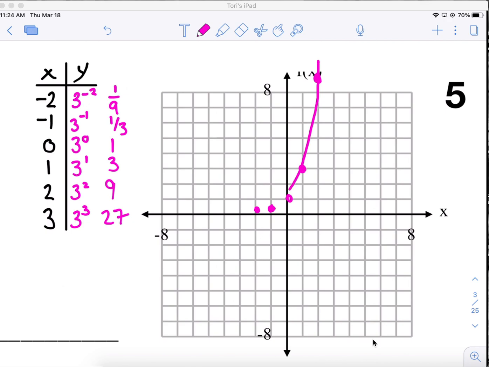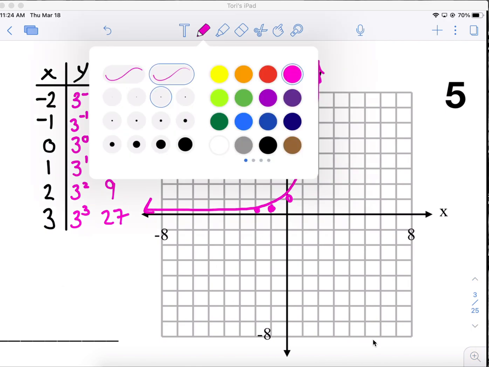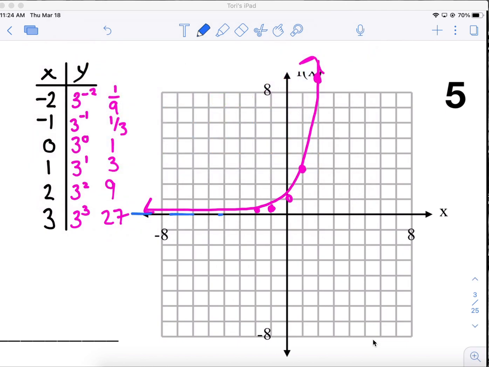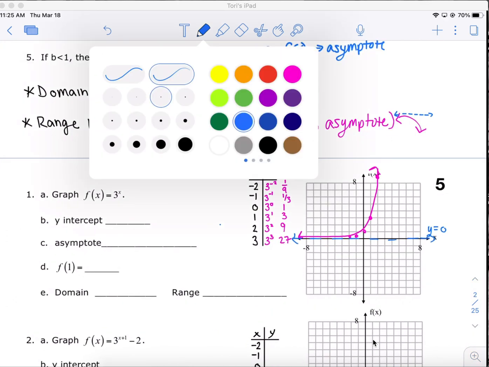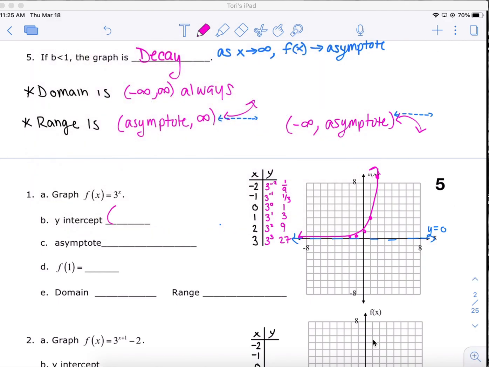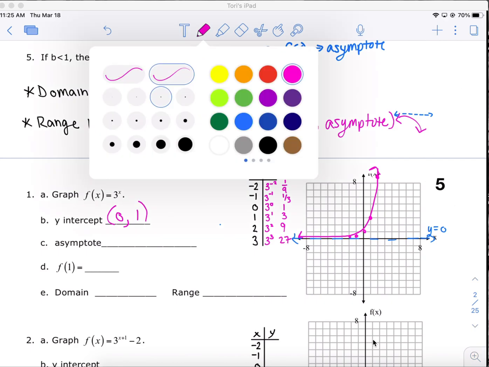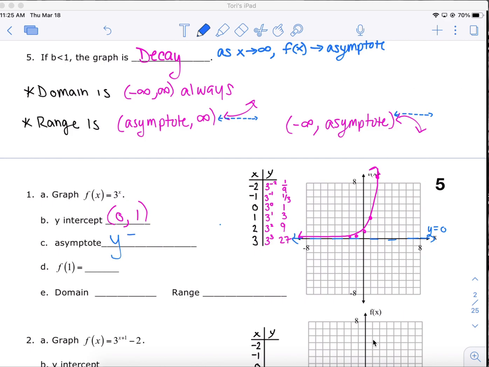I'm going to draw this. It's continuous all the way down, not touching the asymptote, which in this case, because I do not have a transformation, is going to be on y equals 0. Okay. All right, so let's fill in what we know. My y-intercept is 0, a, because I have no other transformation, so 0, 1. My asymptote is going to be at y equals 0 because there is no transformation up or down.